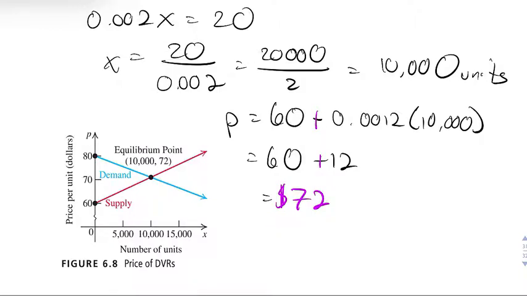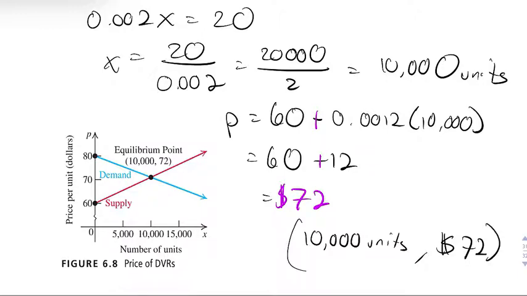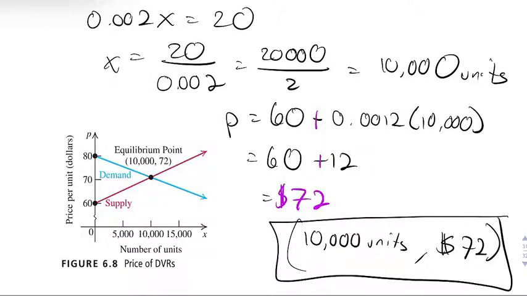So then the solution might be something like 10,000 units at $72 each. So that's the ordered pair. Those are the coordinates of the equilibrium point between the supply and demand equations.